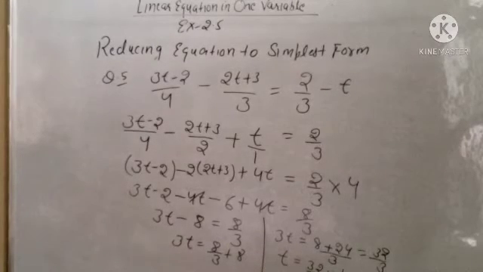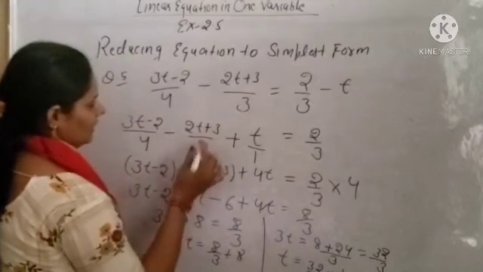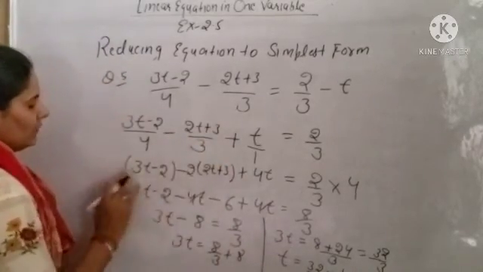I think some mistake is there. The equation is (3t minus 2)/4 minus (2t plus 3)/3 is equal to 2/3 minus t. Clear? Because here it is given 3, so you will take 3, not 2. So what will be the LCM?